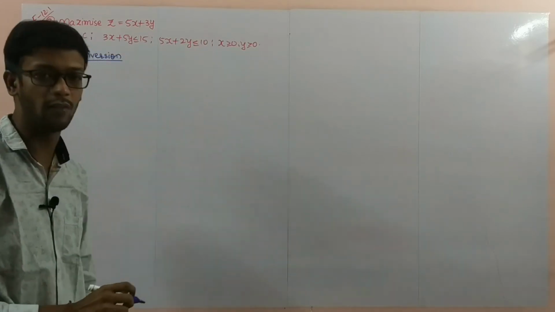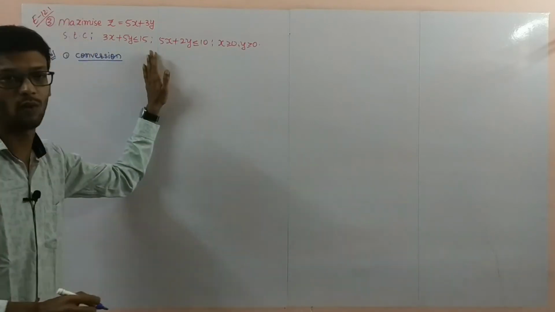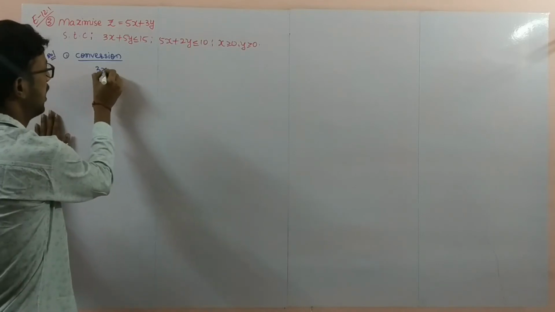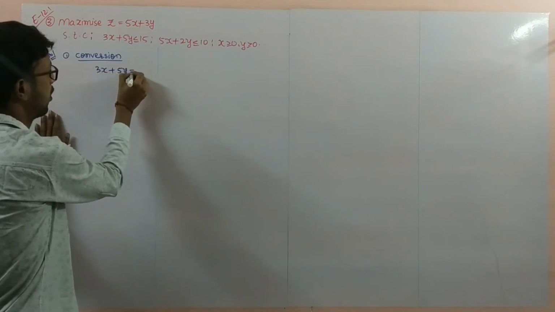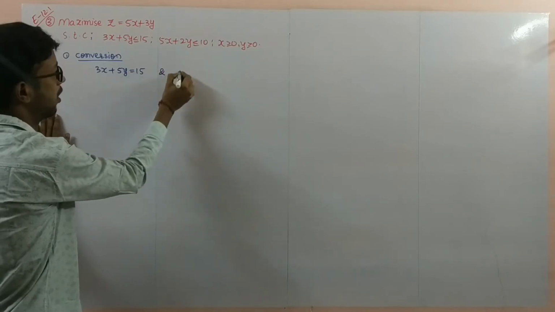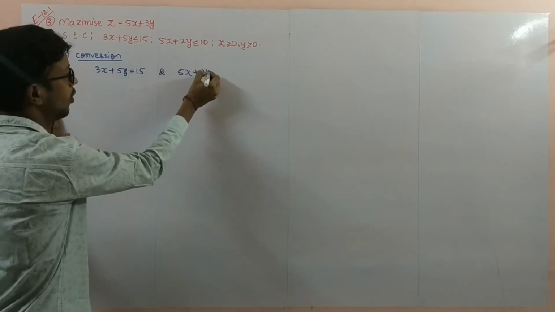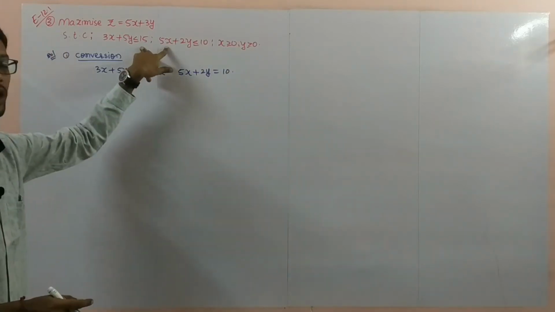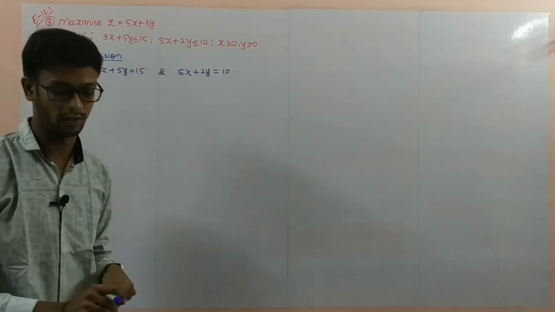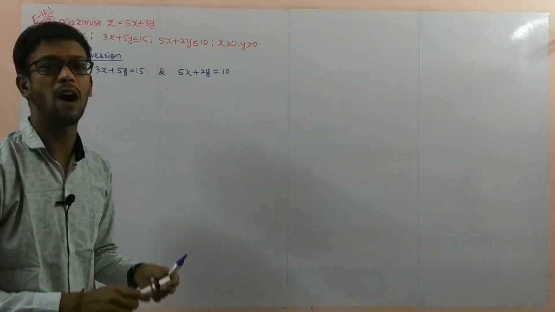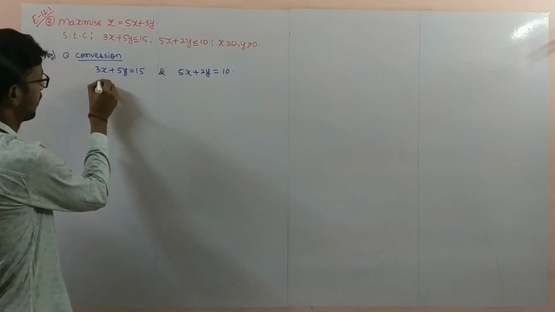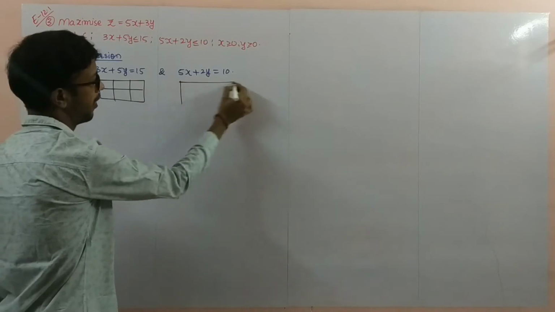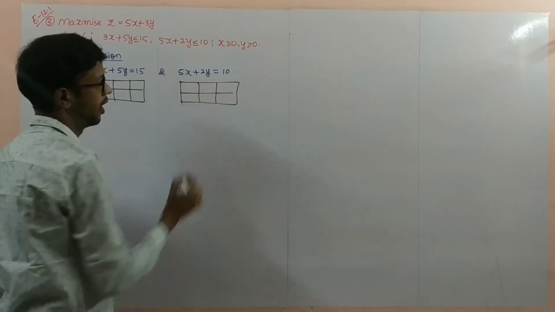What do we have to convert? The linear inequalities convert into linear equations here. So 3x plus 5y equal to 15, and one more equation, 5x plus 2y equal to 10. Only the two inequalities convert into equations. Now next, draw the box here also for the points.